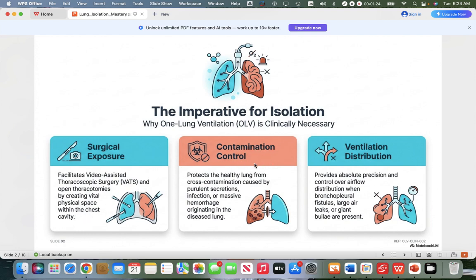The second indication, contamination control: to prevent contamination from one lung to the other lung, and to protect the healthy lung from cross-contamination caused by purulent secretion, infection, or massive hemorrhage originating in the diseased lung. And to control ventilation distribution: provide absolute precision and control over airflow distribution when bronchopleural fistula, large air leak, or giant bullae are present. So these are the main three indications for one lung ventilation.